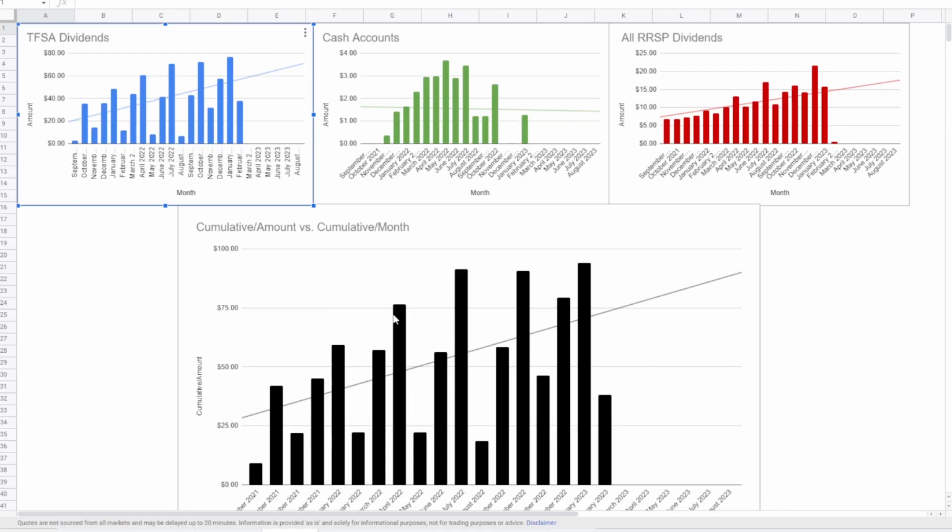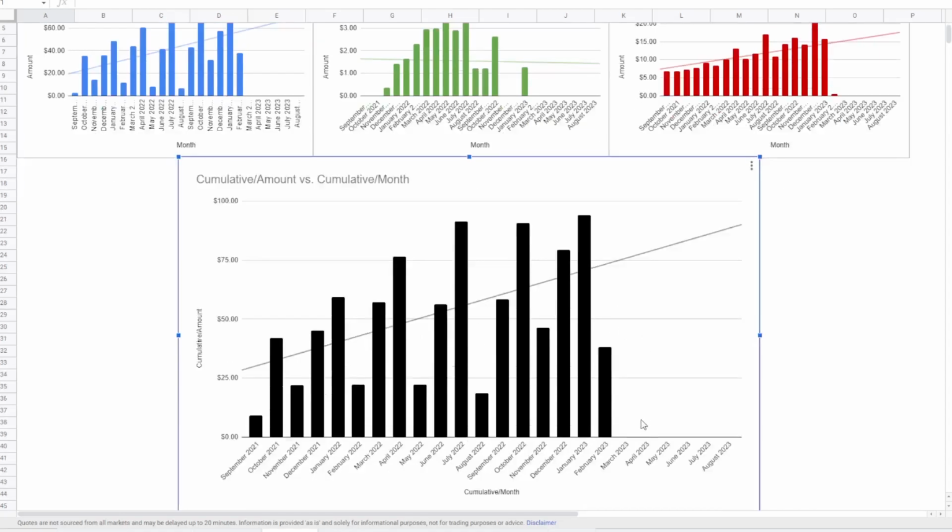Overall, the cumulative amount has been increasing over time. You can see that last year in February, I received $22, and this year it was $38, almost double. I expect this to continually increase as I contribute more money into these accounts, and that's my strategy. We want to compound the income we have and buy more shares of good companies that pay dividends and aren't at any risk of cutting those dividends.